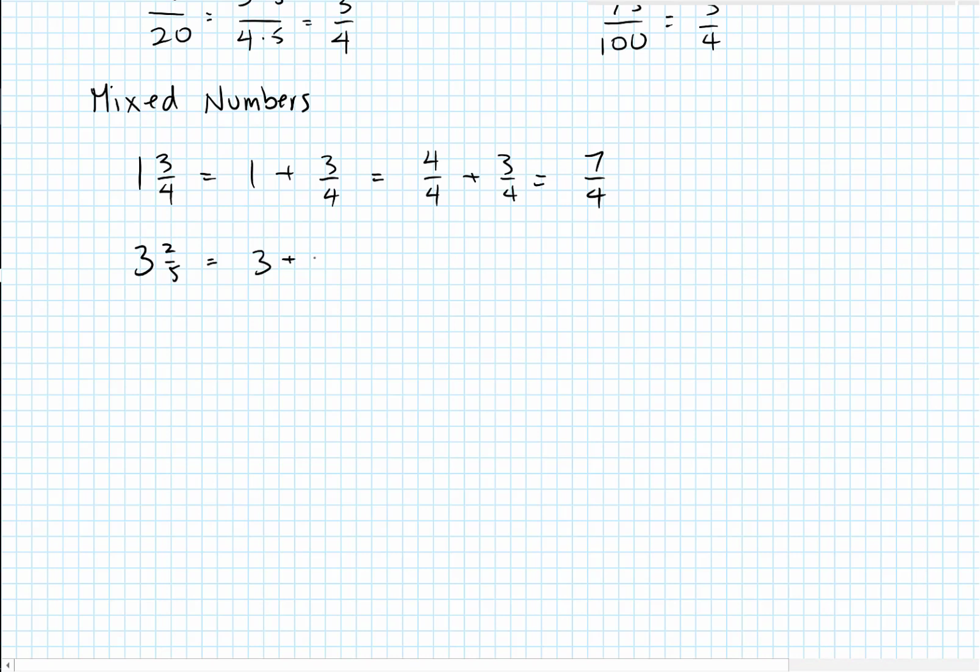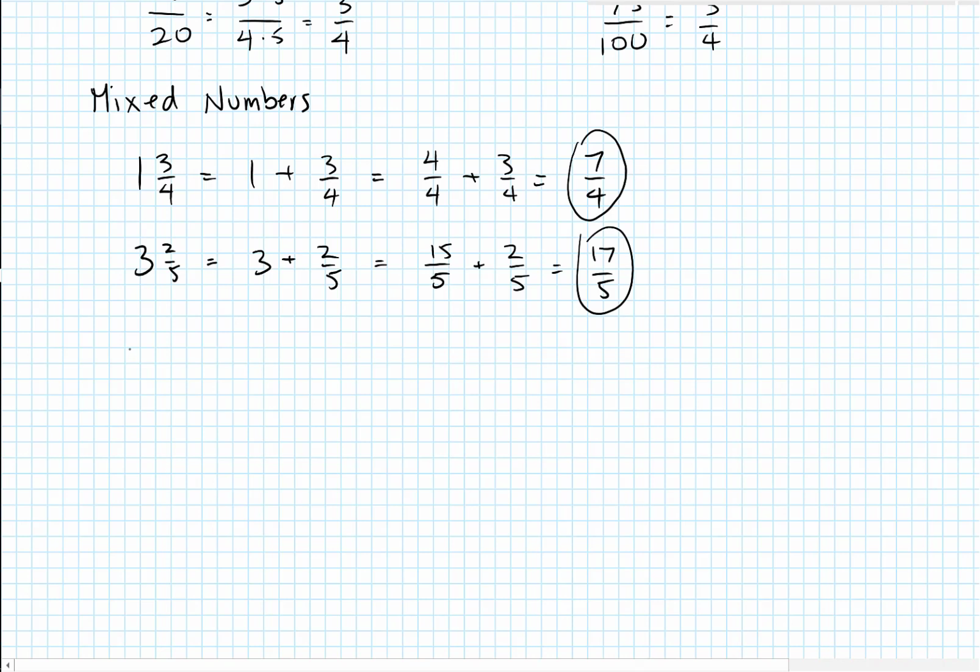So again, what does 3 2/5 really mean? It's 3 plus 2/5. So now I have to create an equivalent fraction for 3 using a denominator of 5. So that's 15 over 5. And then I can add it to the 2/5 to get 17 over 5. So these two common fractions are really much easier to work with.